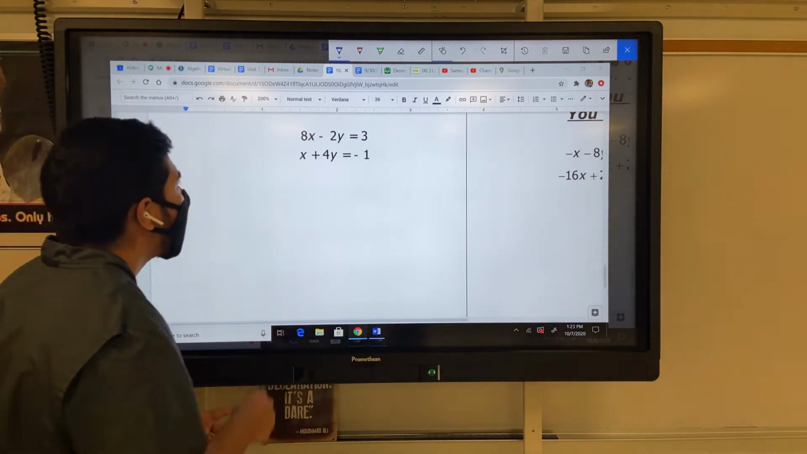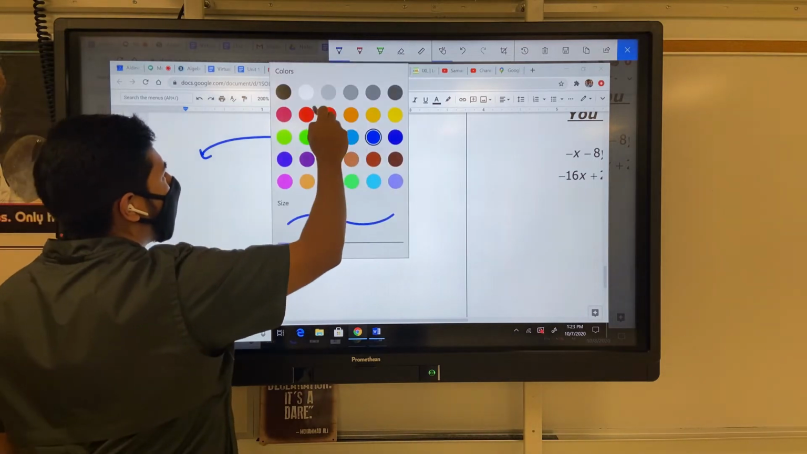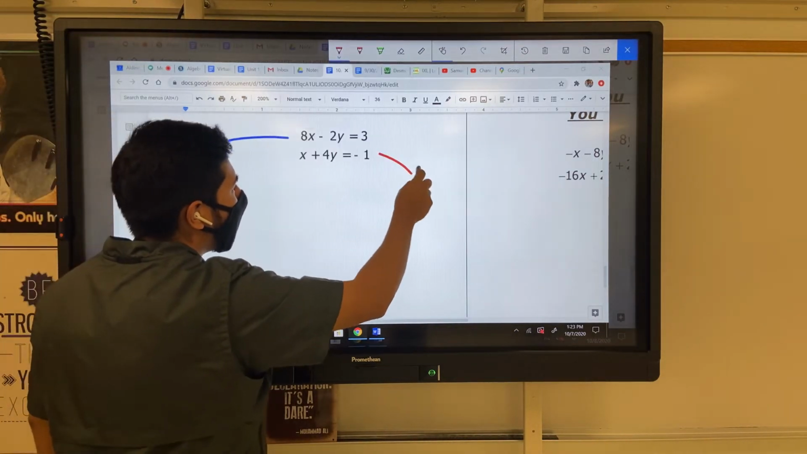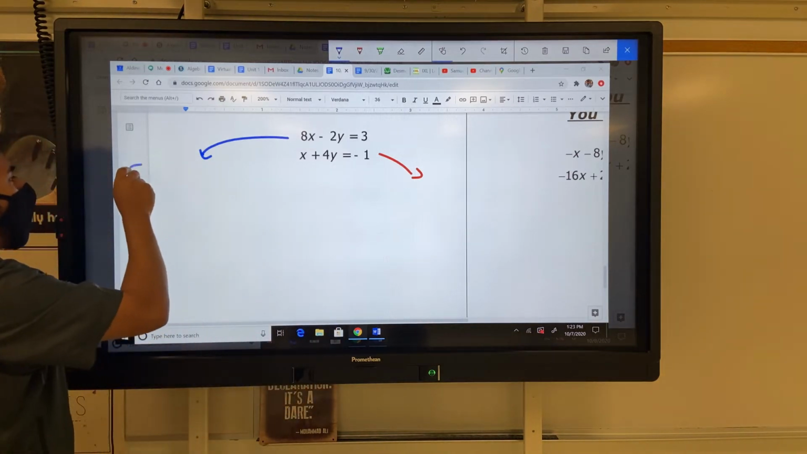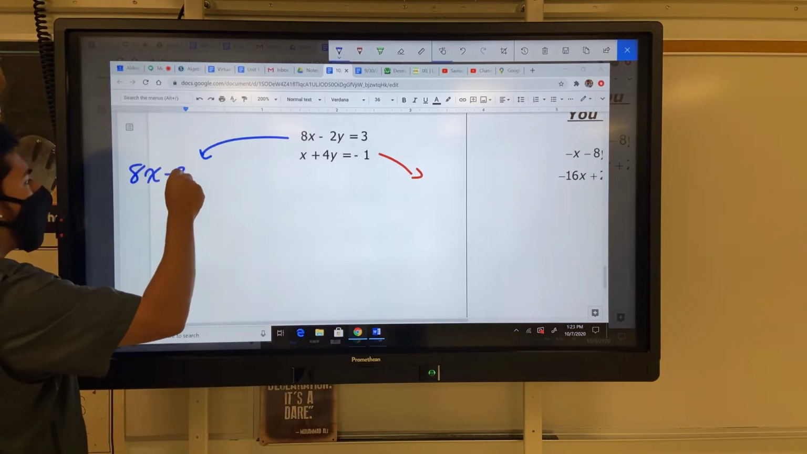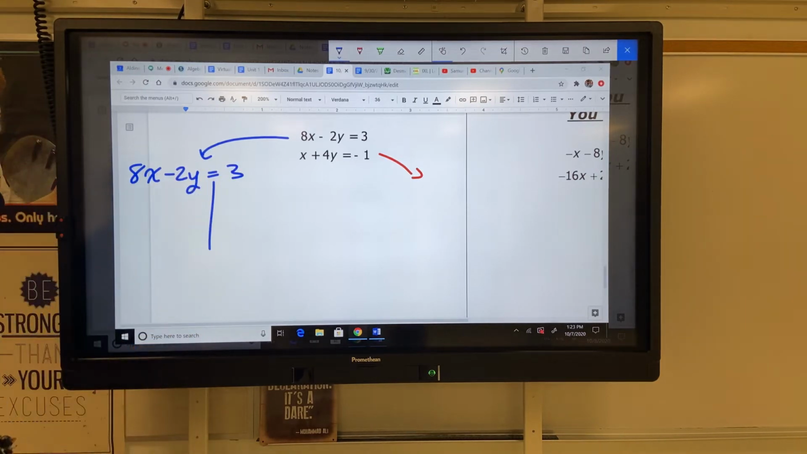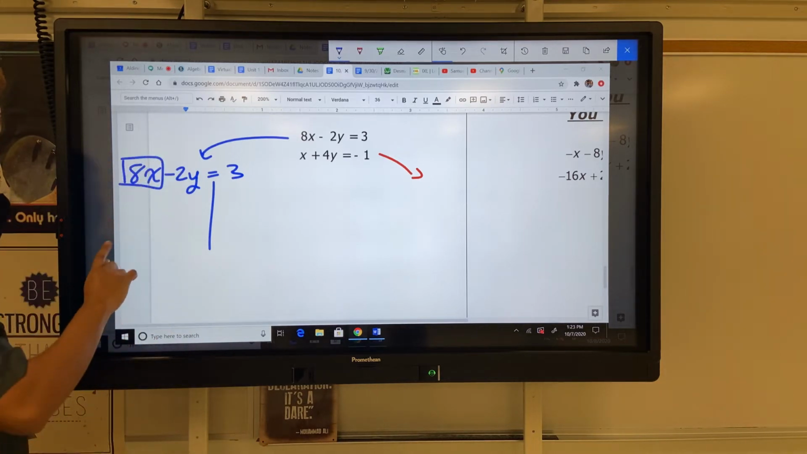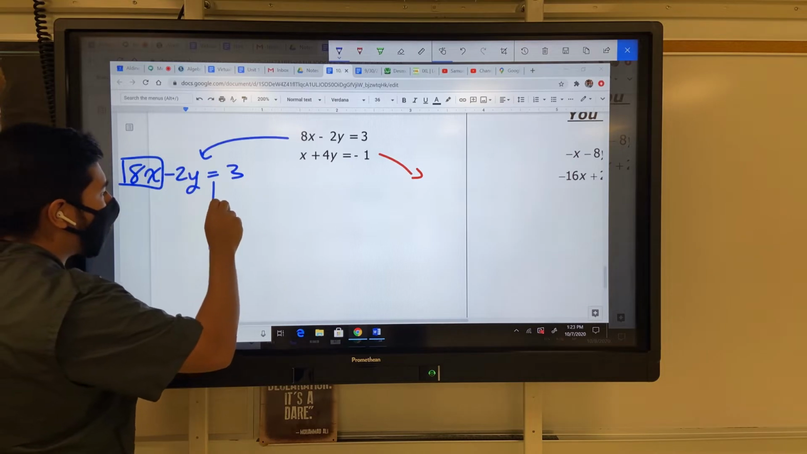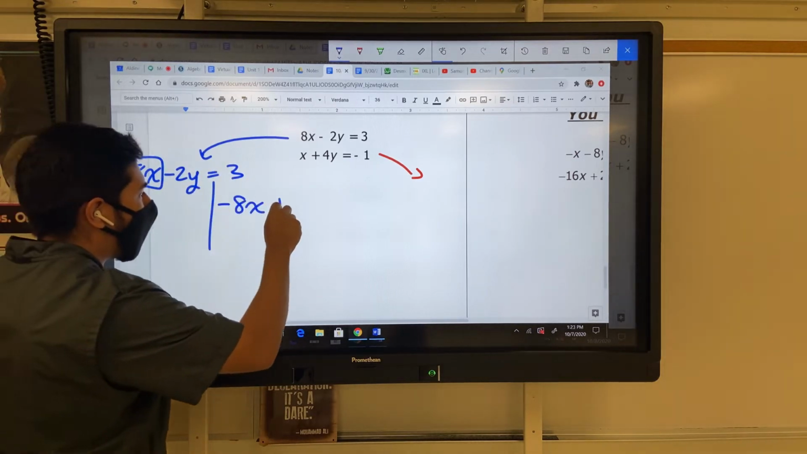But anyways, so again, I'm going to do this one in blue, and this other one in red. We have to solve and compare the slopes. So we have 8x minus 2y equals 3. Remember, we're moving the x and then dividing by the y. This is my x value. It's positive, moving it over. Don't forget it changes to a negative 8x. Bring down that plus 3.